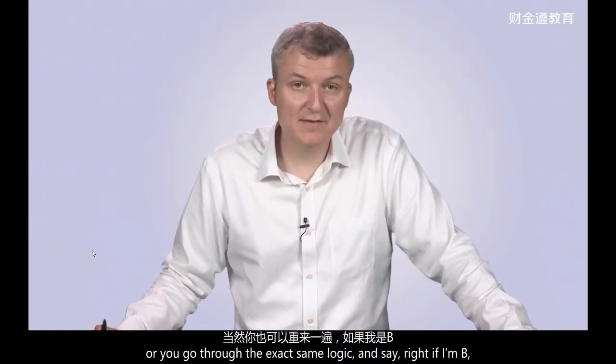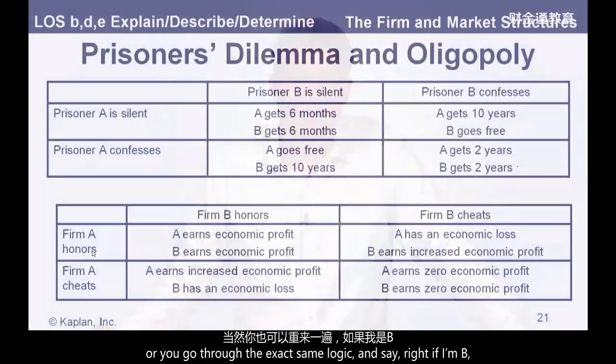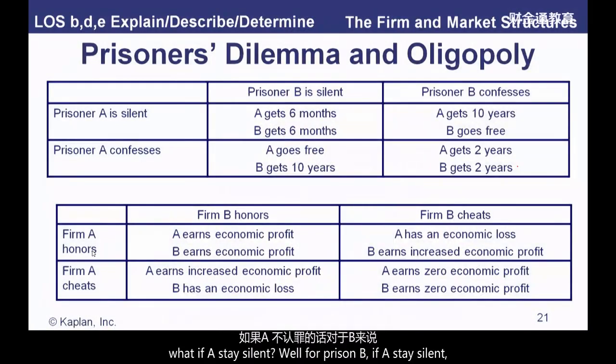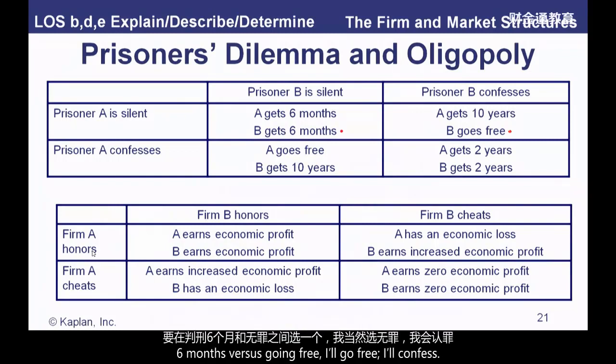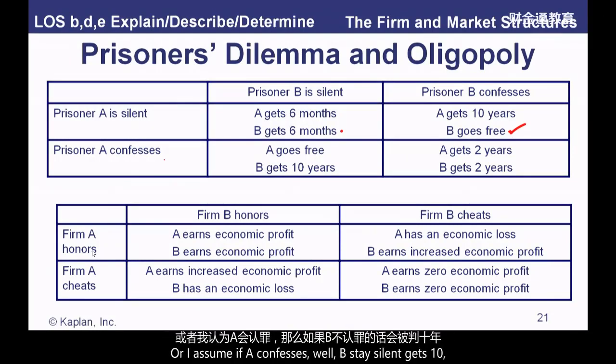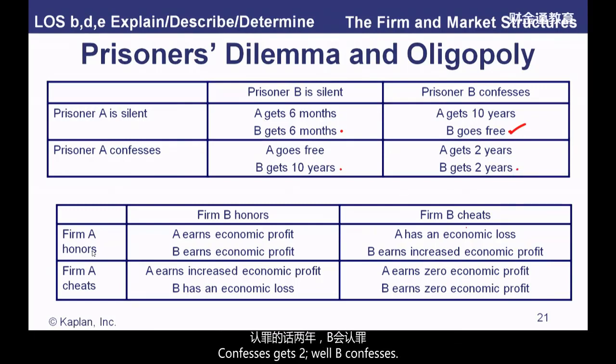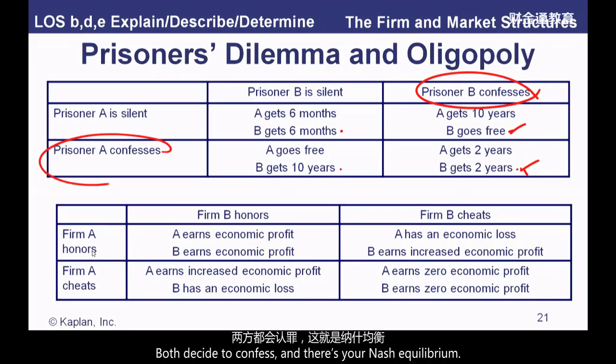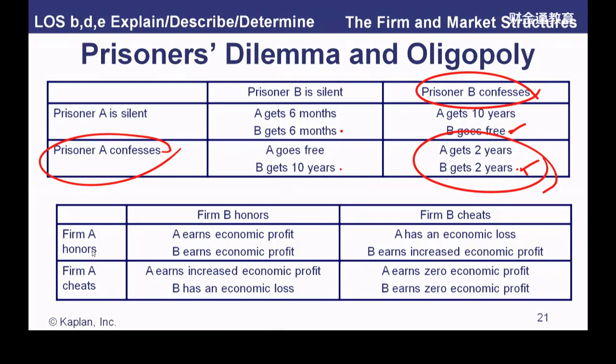Or you could go through exactly the same logic and say, right, if I'm B, what if A stays silent? Well, for prisoner B, if A stays silent, 6 months versus going free, I'll go free. I'll confess. Or if I assume A confesses, well, B stays silent, gets 10, confesses, gets 2. Well, B confesses. Both decide to confess. There is your Nash equilibrium.